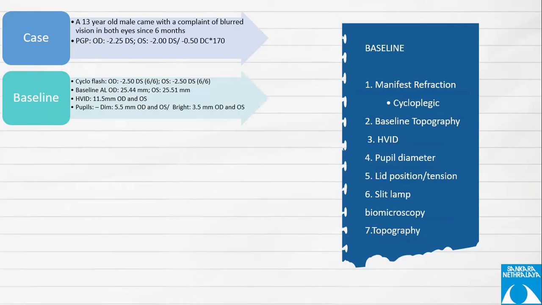The manifest refraction, especially cycloplegic, mandatorily, a baseline topography, horizontal visible iris diameter and pupil diameters in dim and bright lit conditions, lid position, and slit lamp biomicroscopy evaluation. When it comes to the horizontal visible iris diameter, the Ortho-K lens should be able to cover at least 90% of the HVID, and pupil diameter at any point in time should be less than 6 millimeters for good Ortho-K coverage. So for this patient, the cycloplegic refraction was around minus 2.5 diopter sphere in both eyes. The baseline axial length was documented. The horizontal visible iris diameter and the pupils were compatible with Ortho-K use.